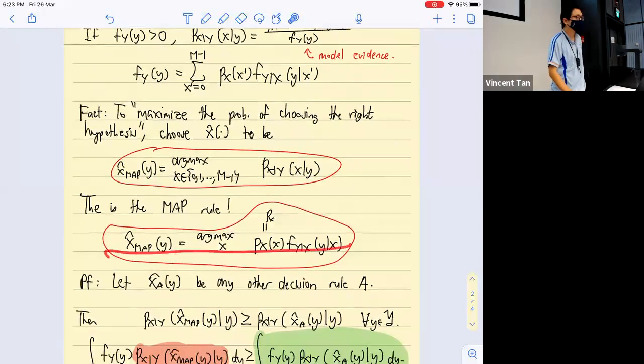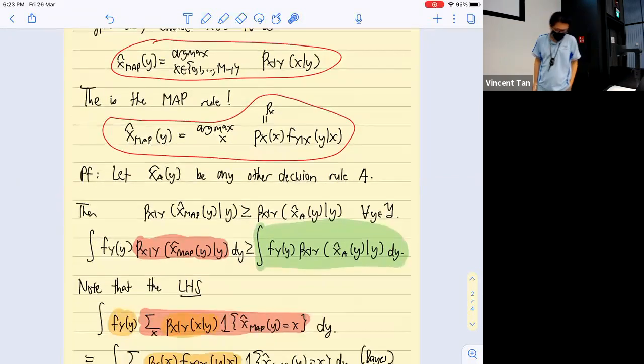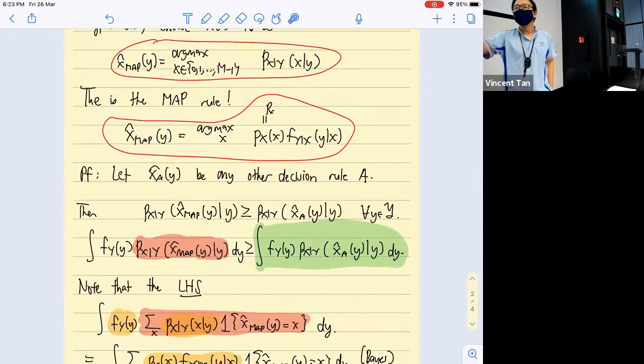The map rule is given by this. It's the same as this because the denominator does not matter. The model evidence does not matter. It matters in some other scenarios. So what is the statement? The statement is that the map rule is the best among all possible rules. And the proof is almost straightforward. It's a matter of bookkeeping.